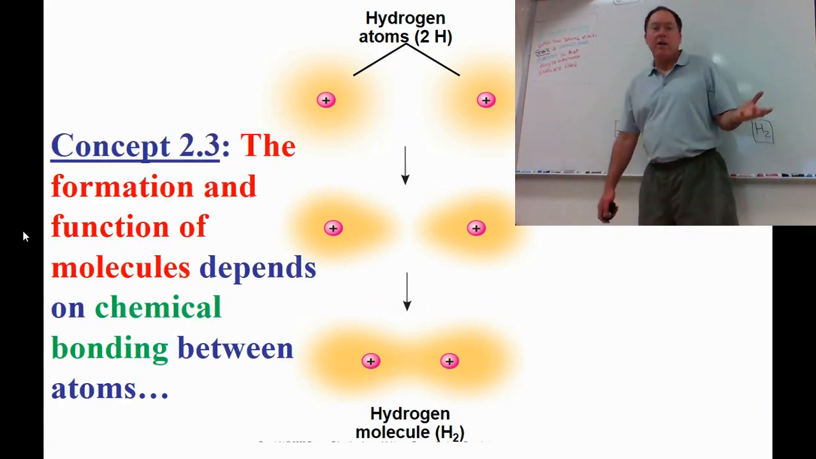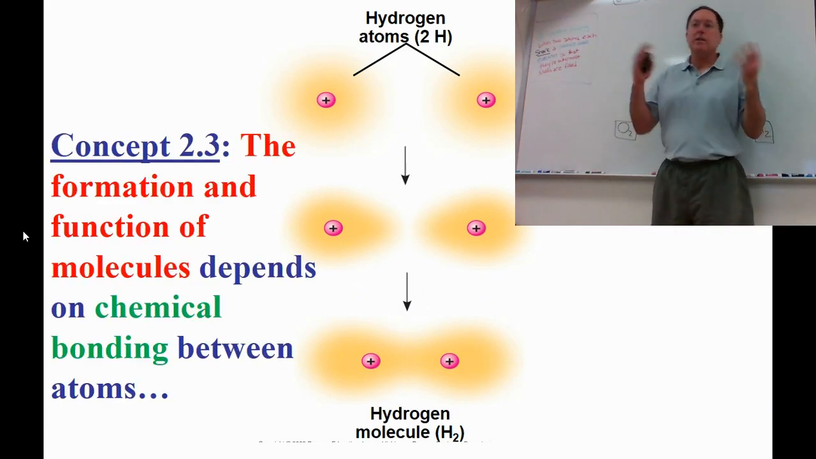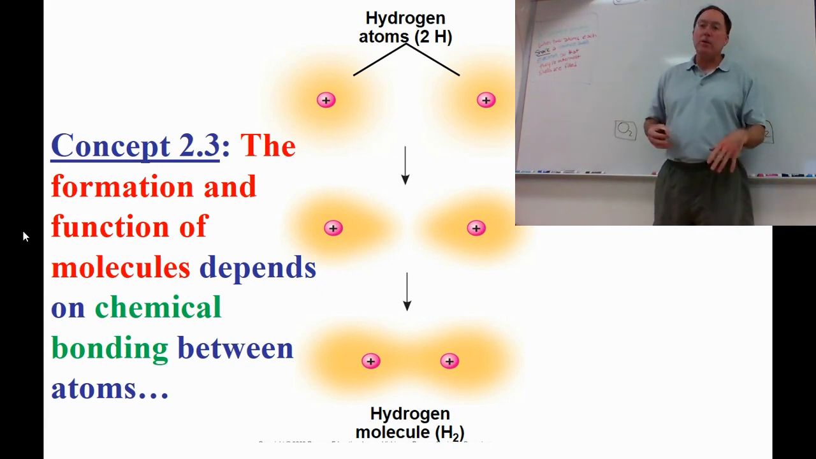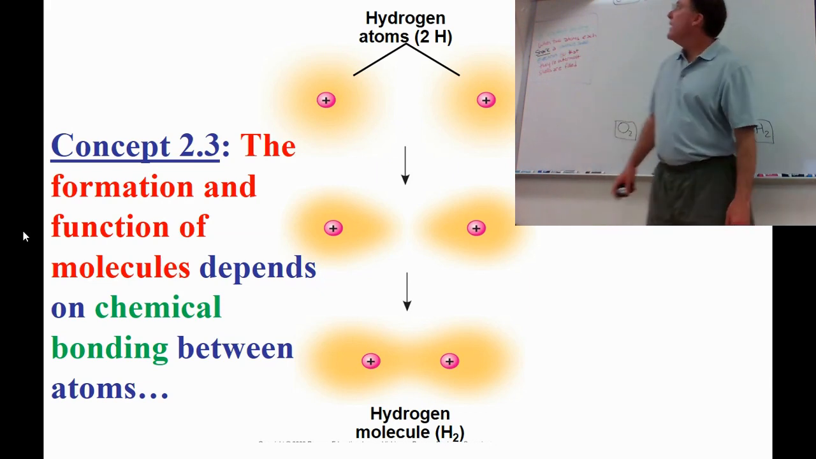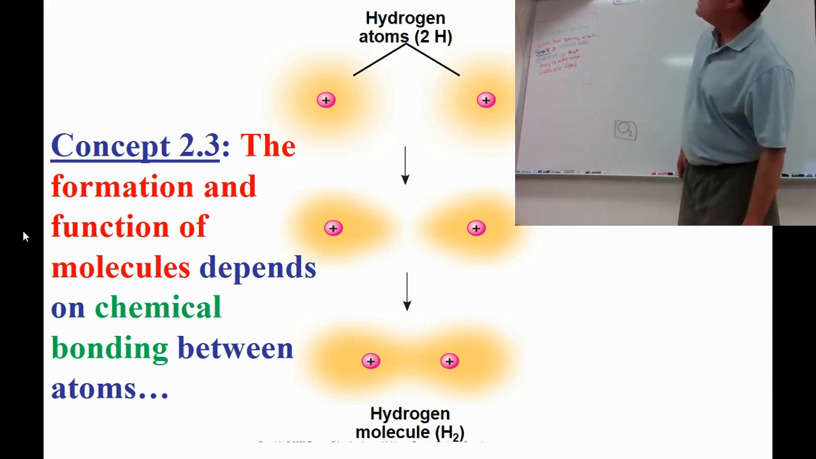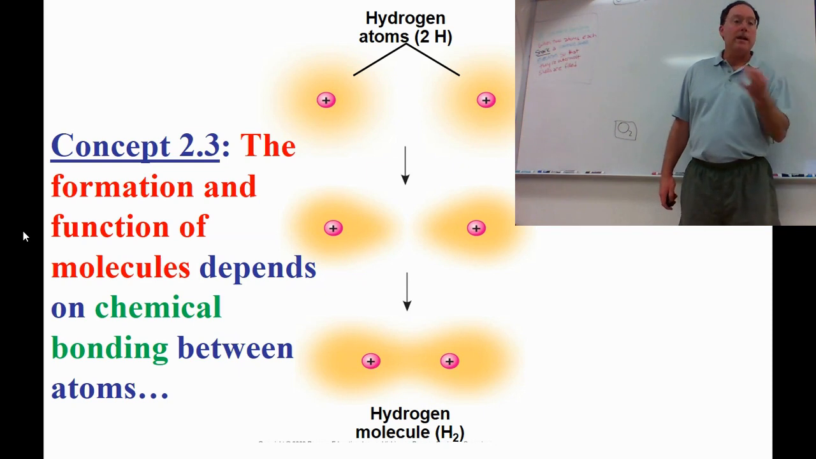Okay, so it's not enough to just talk about atoms and atomic structure and protons and electrons. Let's start putting them together because we need to build molecules, which will then enable us to build things within cells, and then cells can be put together and so on, and then we've got life and biology from there. So this says the formation and function of molecules depends on the chemical bonding between atoms.